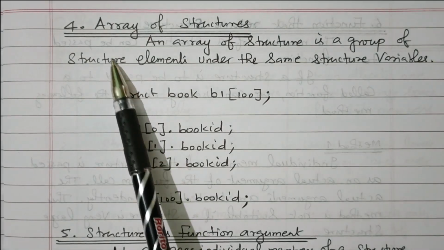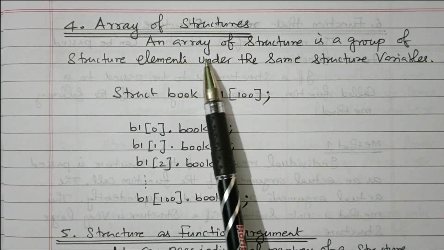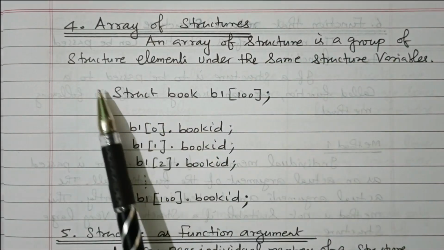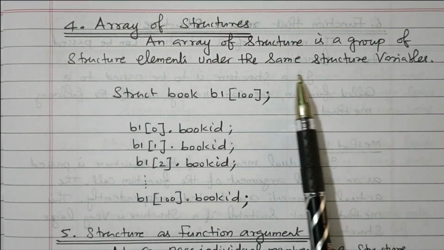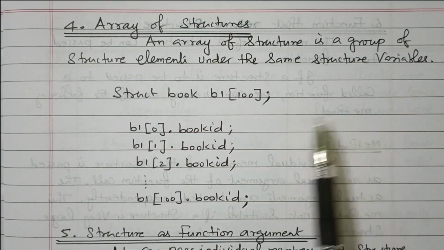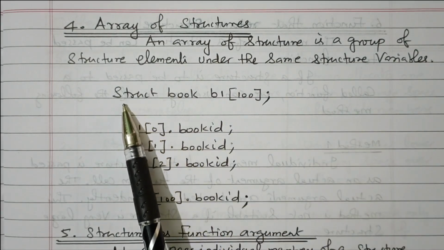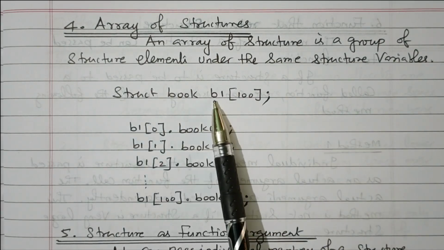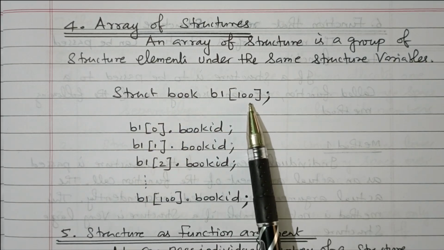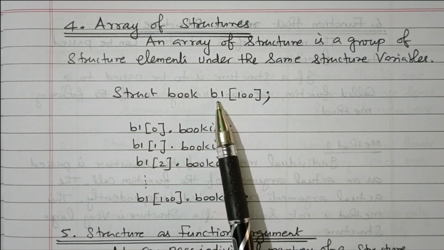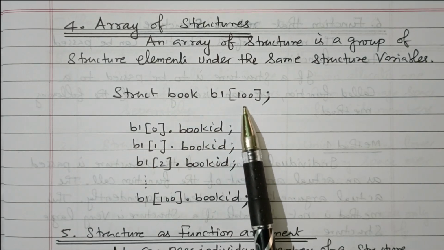So this is the array of structures. An array of structure is a group of structure elements under the same structure variable. For example, we can declare like this: struct book b1[100]. So this is the single dimensional array of 100. b1 refers to the structure variable. In that, 100 books can be referred, right?